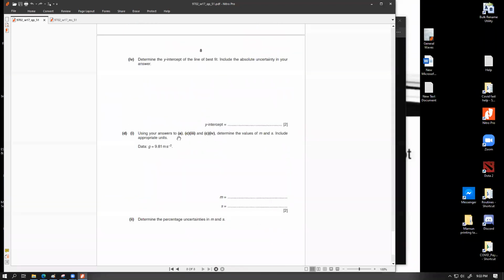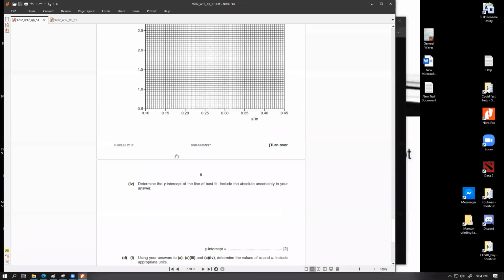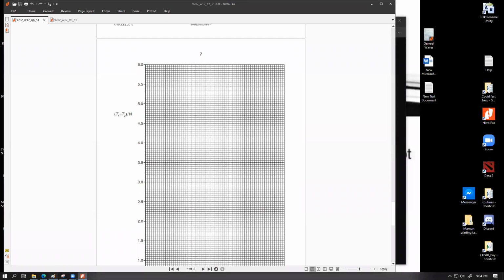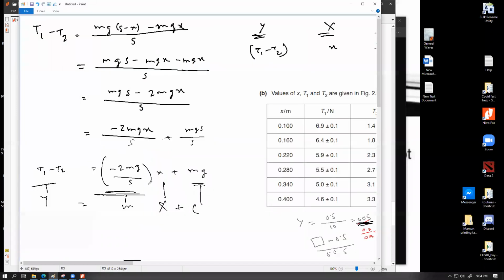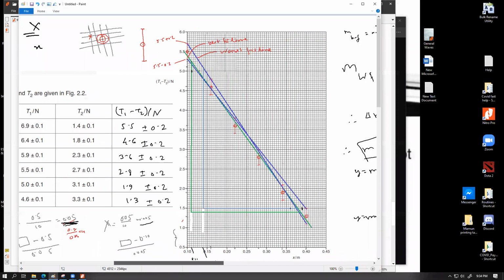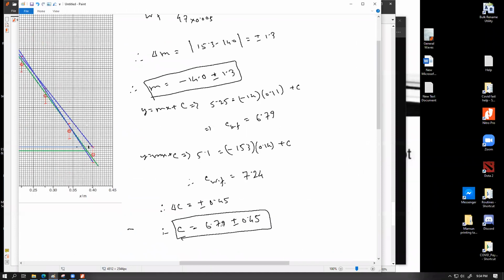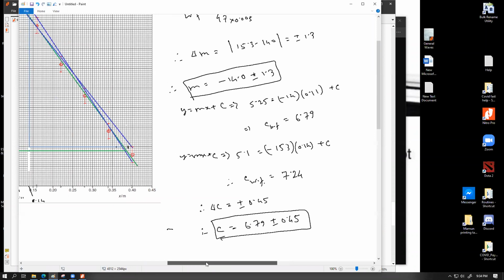It will say use your answers in A, C3 and C4 and determine the values of M and S. Include appropriate units. Data G equals 9.81 meter per second square. M and S, what was our expression for M? mg equals C. We have already found the actual value of C, which is 6.79. So mg equals 6.79 plus minus 0.45.